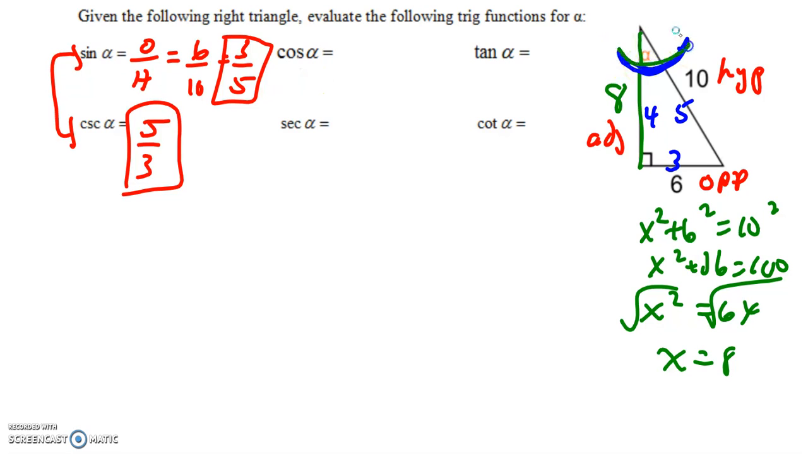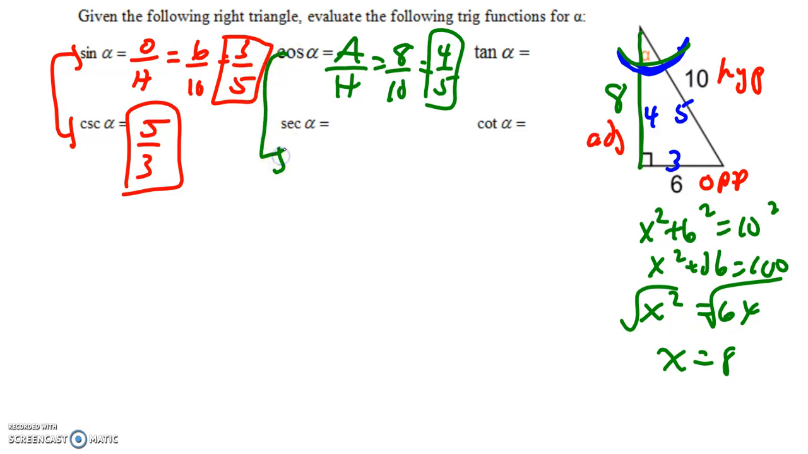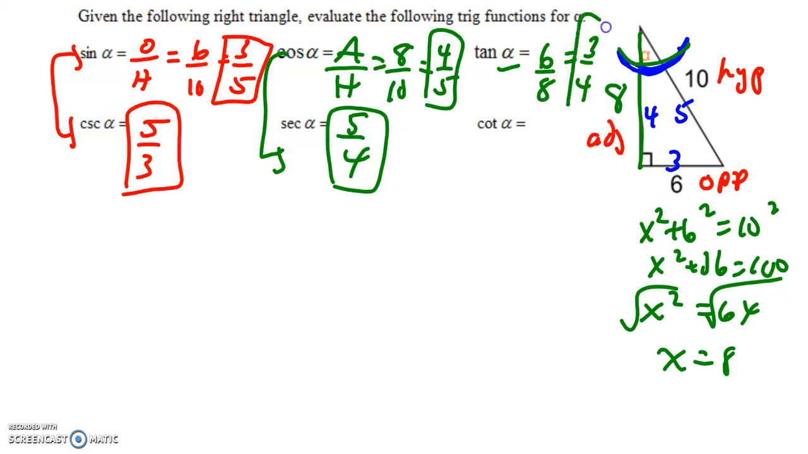Cosine of this same angle. Cosine is adjacent over hypotenuse, which in this case would be 8 over 10, which is reduced to 4 over 5. But then the reciprocal of that is secant, which the ratio would be 5 over 4. Tangent of this same angle is originally 6 over 8, which can be reduced to 3/4. So the reciprocal here would be 4/3.